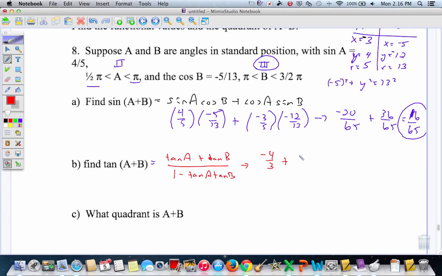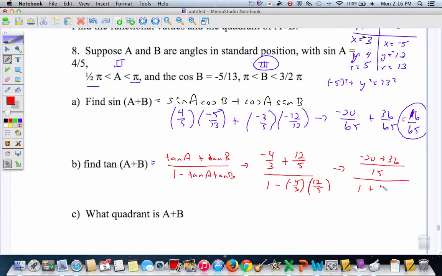Tangent of a, tangent is y over x, so we have a negative 4/3. Our tangent of b, again, is y over x. A negative 12 over a negative 5 is a positive 12/5. And we'll have 1 minus negative 4/3 times 12/5. Let's go ahead and do our common denominator here, 15. So that means I need to be multiplied by 3 here, or negative 20. I need to multiply by 3 here, which is plus 36.